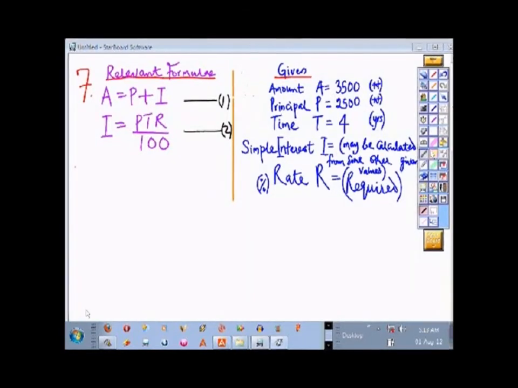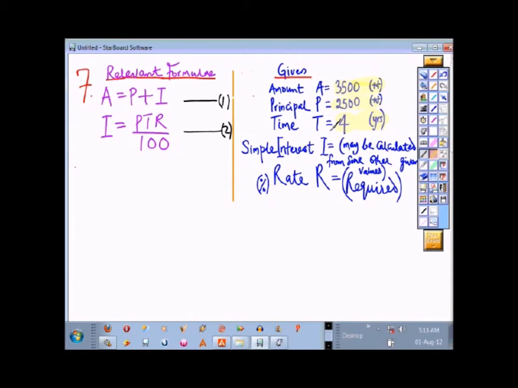And of course, if we move to the right-hand side here, we find the values that are given in the question as follows. Amount A is given as 3,500 naira. The principal P is 2,500 naira, and time t is 4 years.